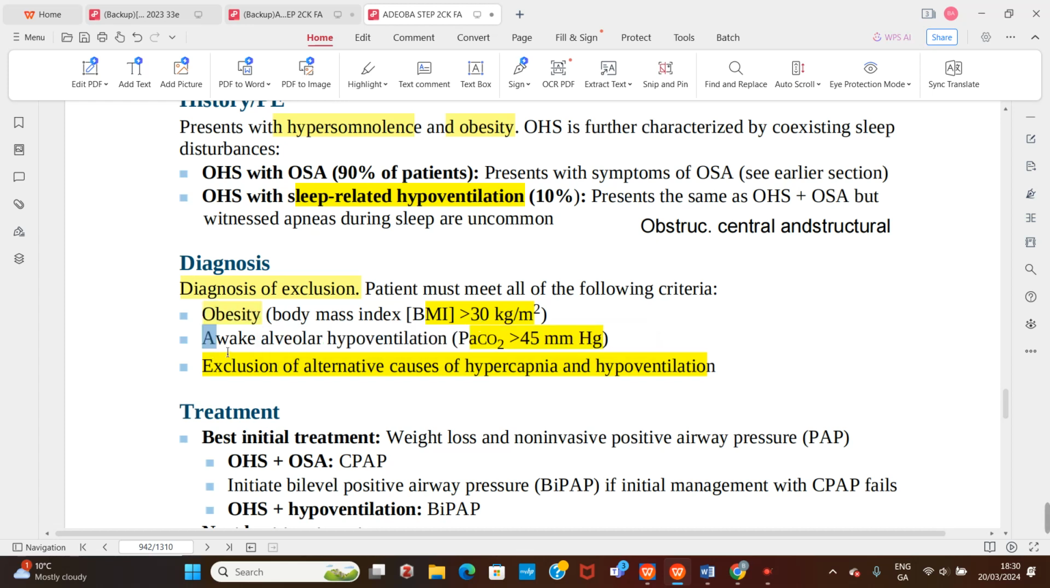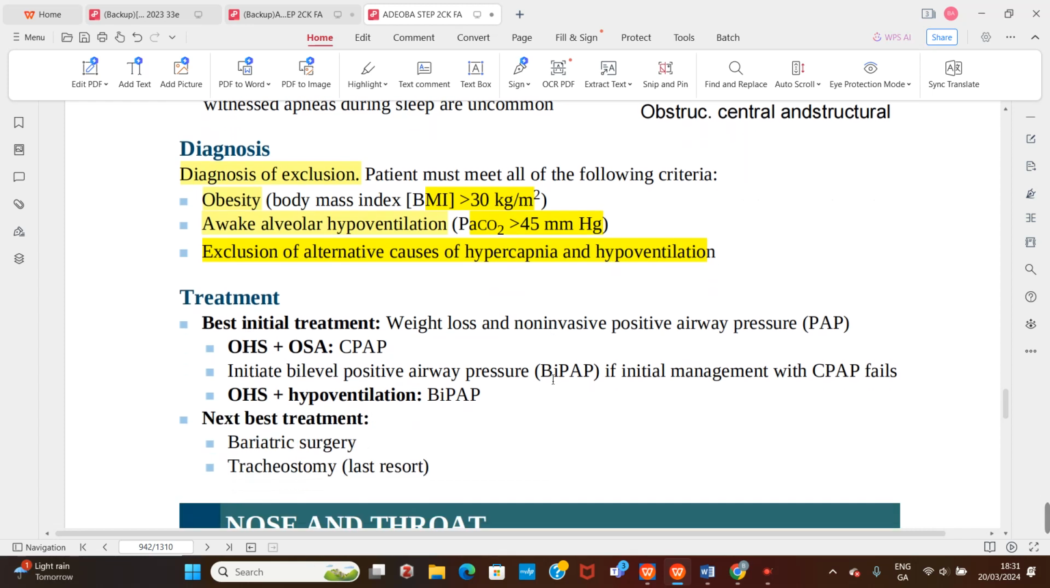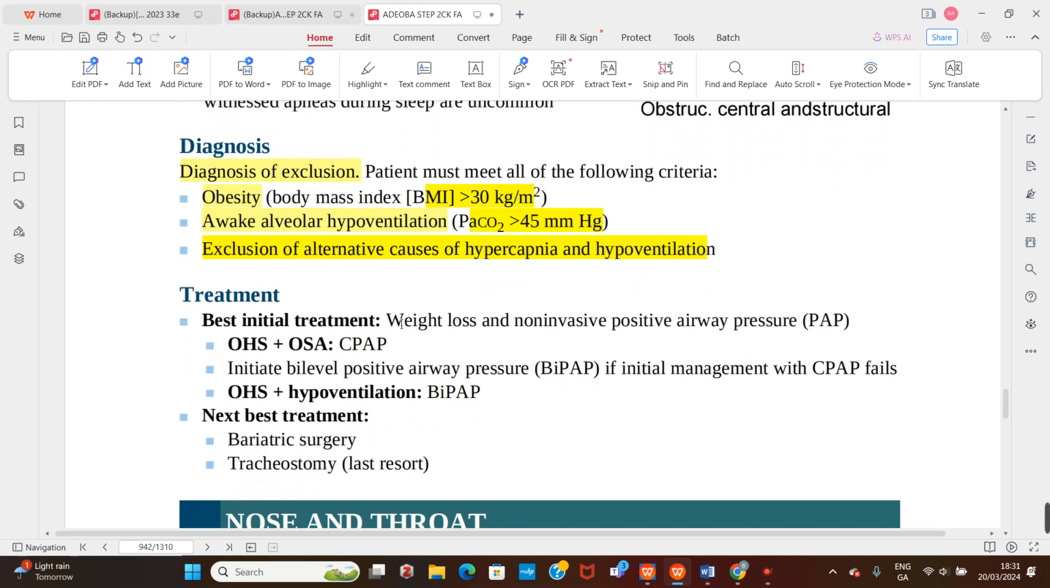You have to show features of awake alveolar hypoventilation, PCO2 greater than 45. And you have excluded the other causes of hypoventilation causing hypercapnia. That is OHS. So what is the best initial treatment? Weight loss, and of course, the non-invasive positive airway pressure, the PAP.